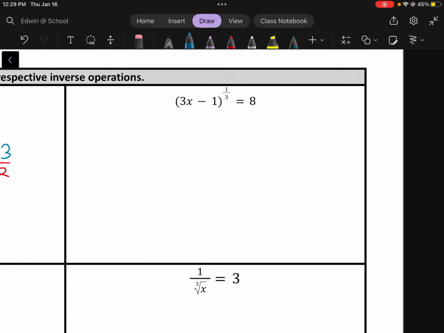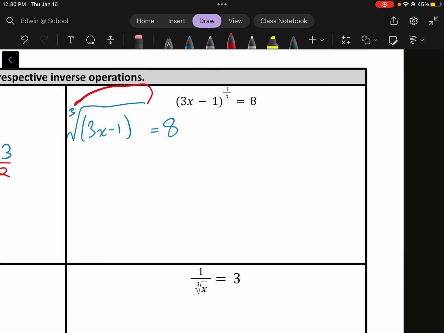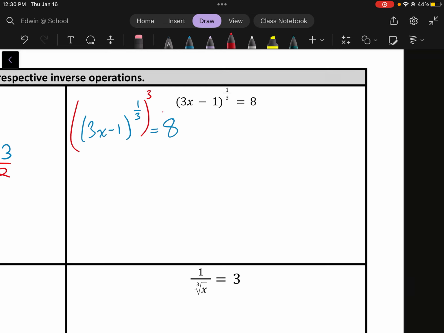Let's look at this one. And this one looks completely different than the other ones, but let me give you a hint. It's actually not completely different at all. So 3x minus 1 to the power of 1/3 is exactly the same as writing it as a cube root. It is exactly the same. We did a lesson, I mentioned lesson 6.1 in this video, where if you move that thing as the denominator, then you could rewrite it as an equivalent radical or equivalent exponent.